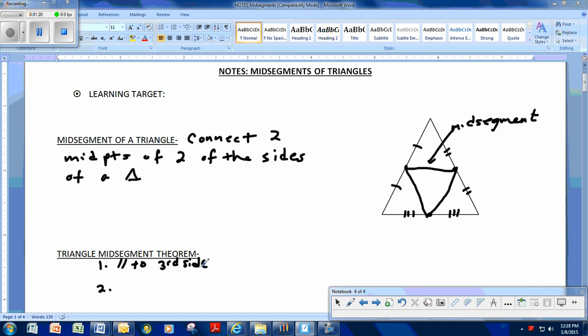So if we went back, let me clear this off here. So this midsegment right here is parallel to the third side, meaning the side that it's not connected to. Second, it's half its length. So if that third side of the triangle is, let's say, 10, then the midsegment would be exactly half that length, which is 5. Okay, and that's how that works.